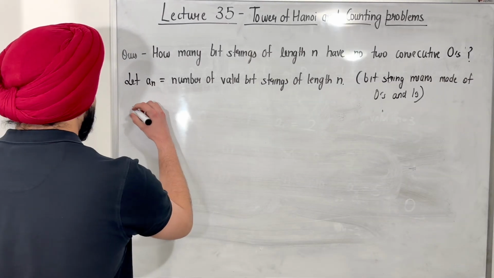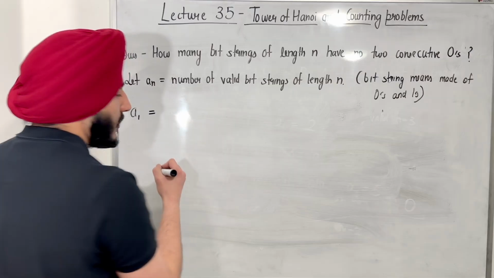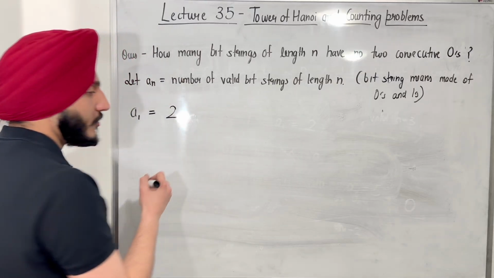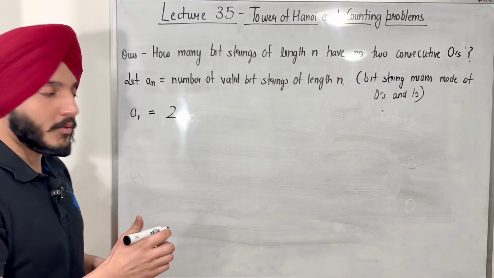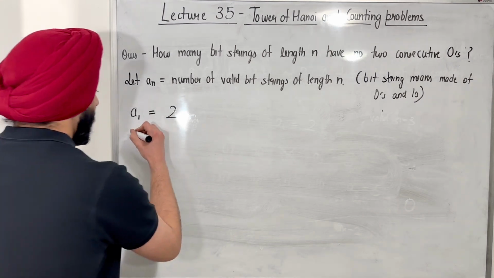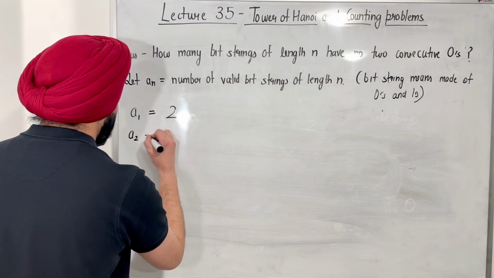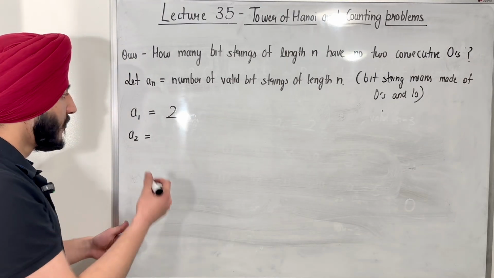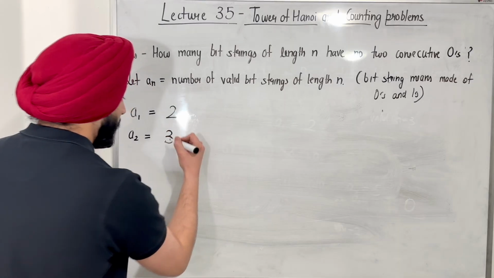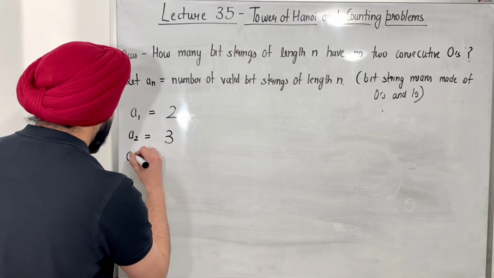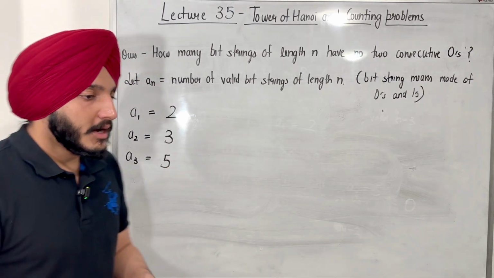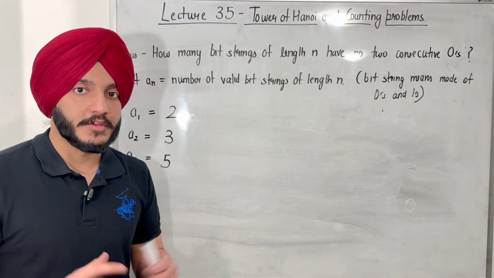For a bit string of length 1, we already know that this would be 2, right? If the length is 1, you could either have 0 or 1. Another case would be for A2. Let's just print out a few values. For A2, we had 3 possible valid bit strings, and A3 was actually equal to 5. Okay, so now I'm going to use the recursion to try to solve this problem.